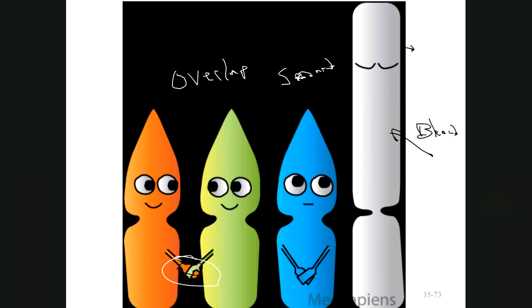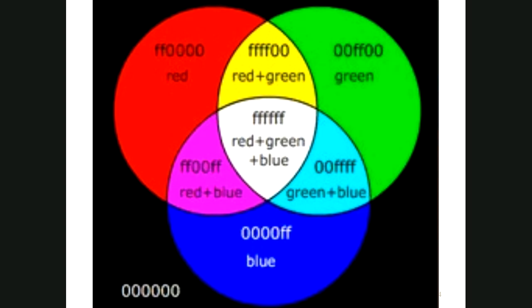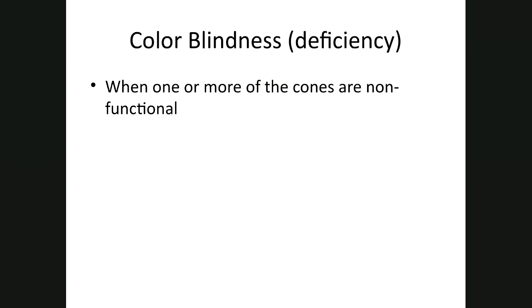So if we look at that, here's what that looks like. Look, there's a lot of overlap here, red and green. There's not much overlap with blue. Well, what would happen if your cones are not working? Well, if your cones are not working, you can't see a particular color. And so it depends on which cones are not working as to what the colors are that you see.